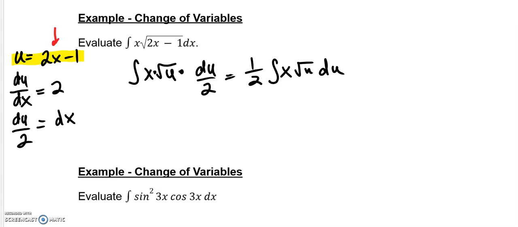So if you weren't able to get past this point, pause the video, try that, solving for x, substituting that in for x, and see if you can get everything in terms of u and be able to integrate. So try that, pause the video, try it, and then come back.